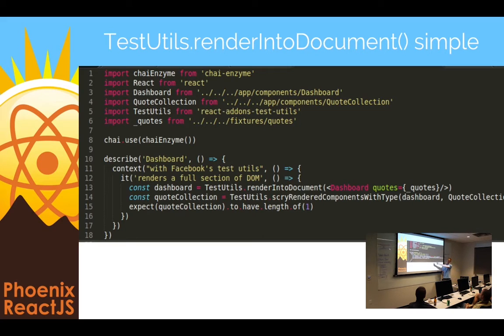And then we run an expect. So the cool thing about these assertions, by the way, are shy. And what's great is when you write these assertions, they read like English. We expect the quote collection to have a length of 1, meaning there should be one quote collection.